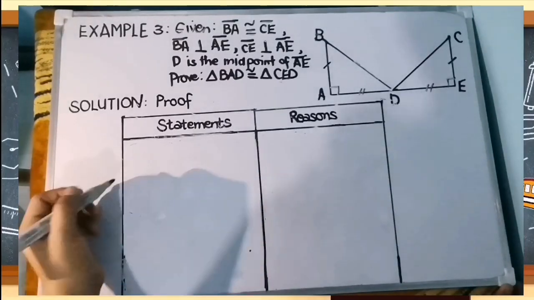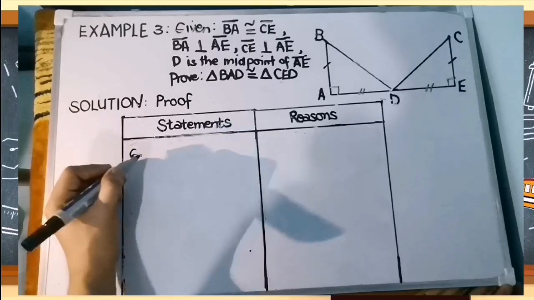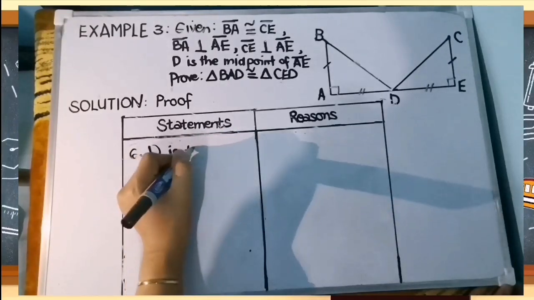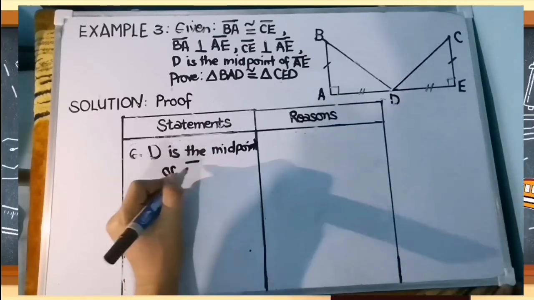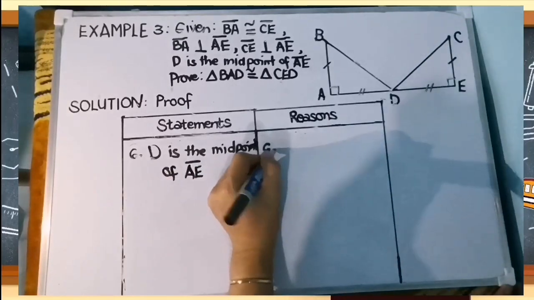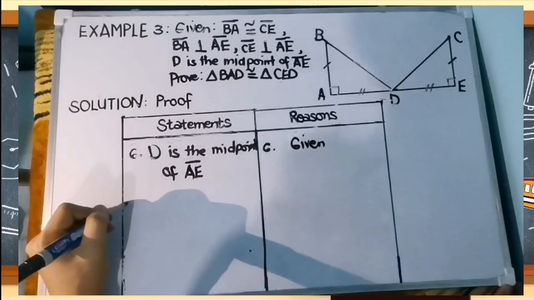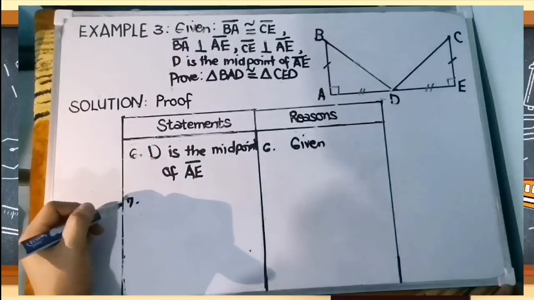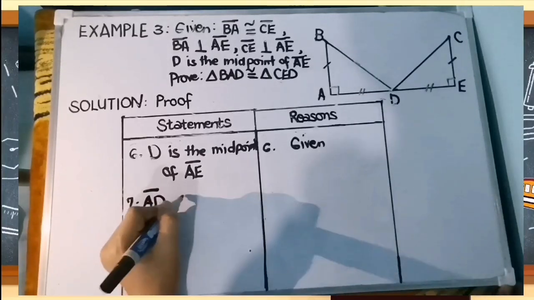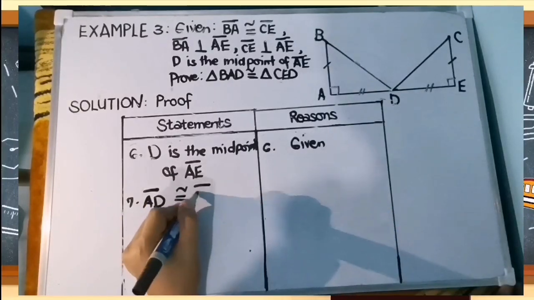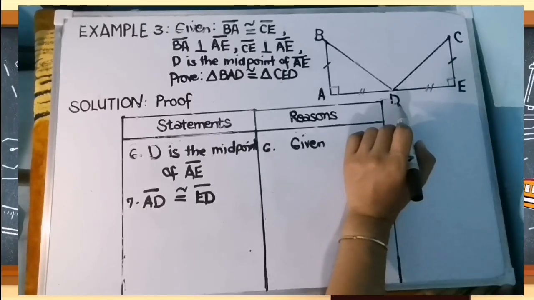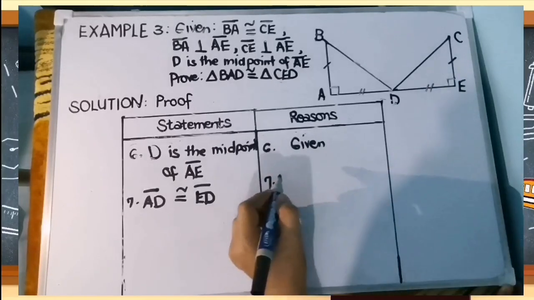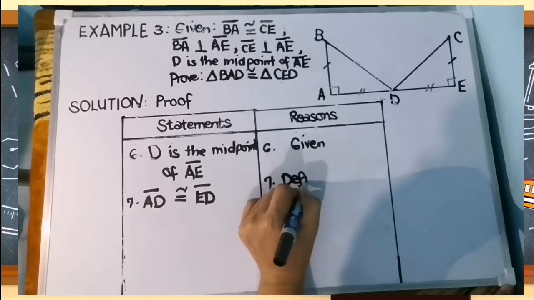Okay, let us continue. For our statement number 6, we have another given, which is D is the midpoint of segment AE. Of course, our reason is given. From that statement, we will have another statement, which is segment AD is congruent with segment ED. Since D is the midpoint, AD is congruent with DE. Of course, our reason is definition of midpoint.